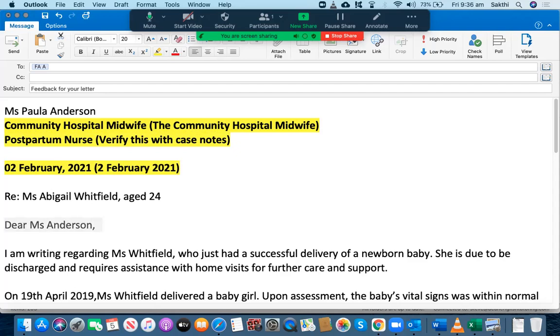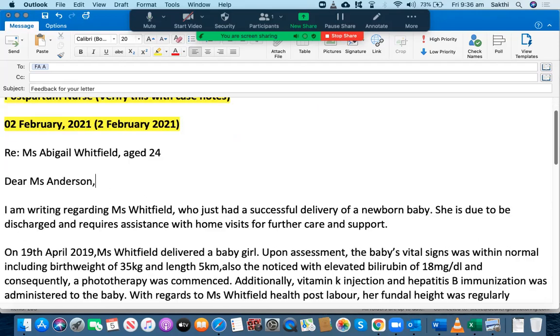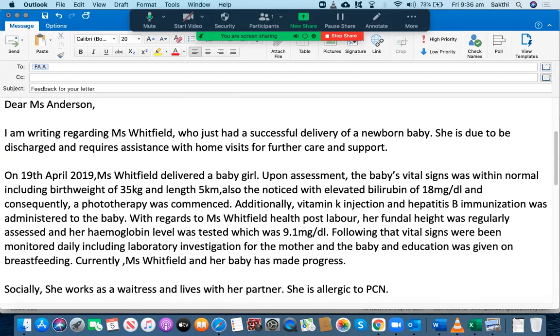So she has written the salutation with "Dear Miss Anderson". It's Miss and then Anderson. That's good. "I'm writing regarding Miss Whitefield, who just had a successful delivery of a newborn baby. She is due to be discharged and requires assistance with the home visits for further care and support."